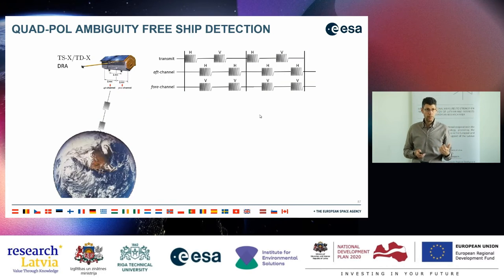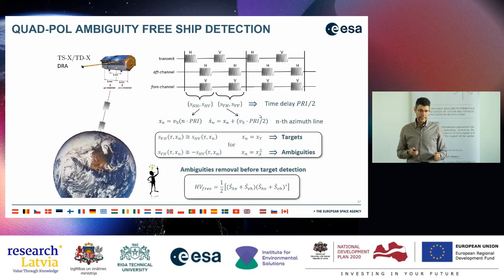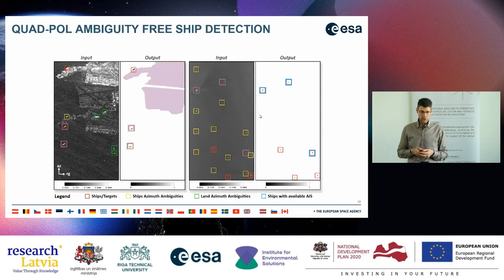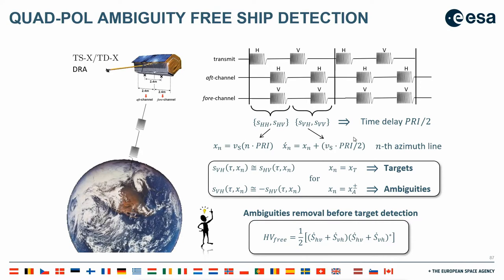Another technique to remove azimuth ambiguity is using quad pole. So again, this was how quad pole works. I just want to show you the example. So here we make use of both cross-pole channels in the quad pole image to discriminate the ships. Actually, what we do is we create a so-called ambiguity-free HV image, because according to the rules here, the VH and HV channels are equal for targets but are opposite in phase for ambiguities. So we make use of this polarimetric feature to remove the ambiguity beforehand and have an image without ambiguities.